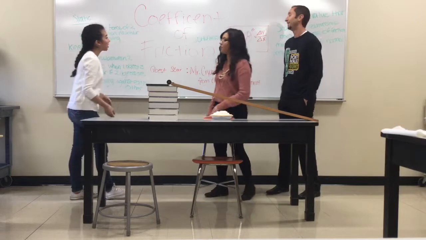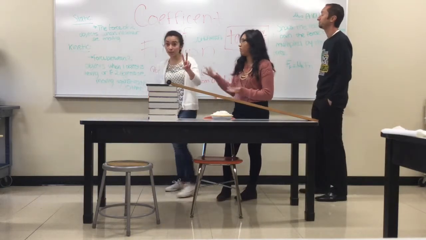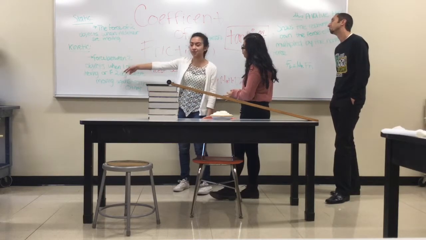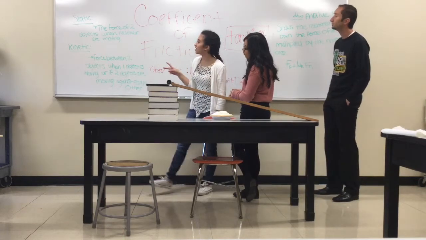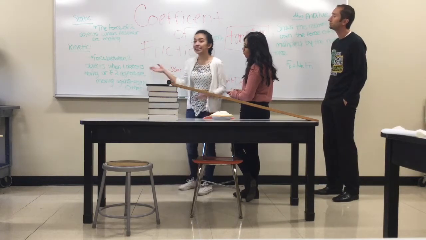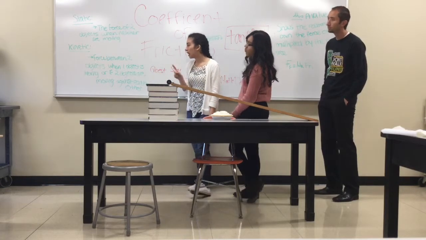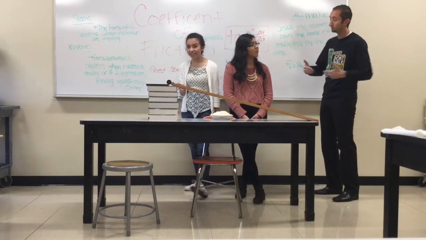Alright, well today we're going to be talking about the coefficient of friction. Well, what is friction? There are two types of friction: static friction and kinetic friction. Static friction is the force between two objects when neither of them are moving. Kinetic friction, on the other hand, is the force between two objects when one object is moving or if two objects are moving against each other.